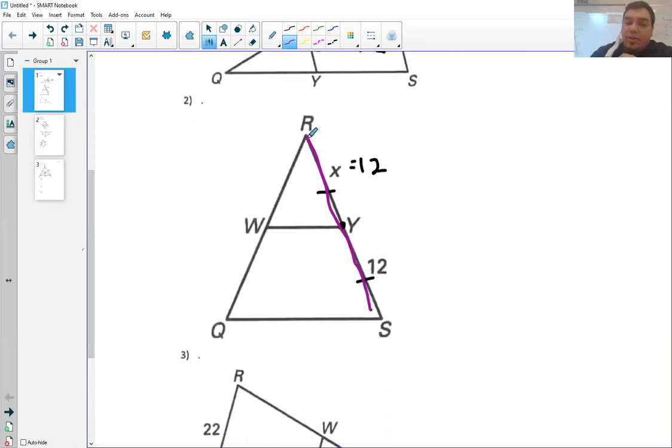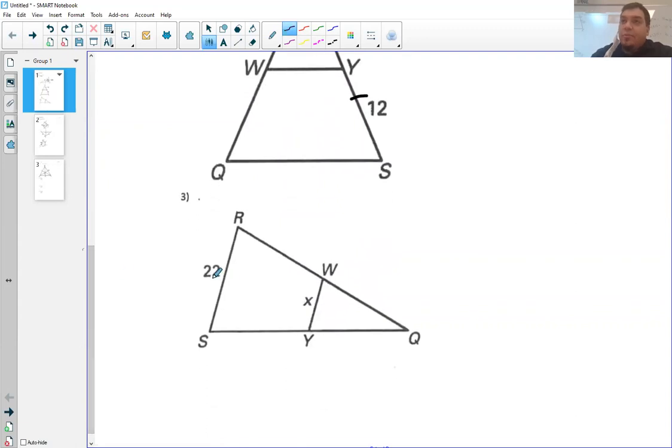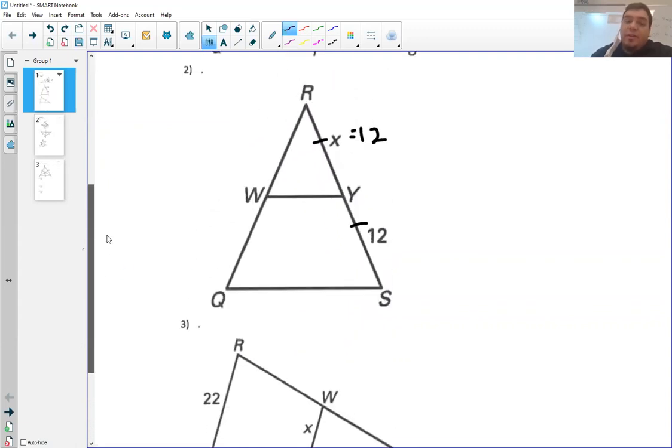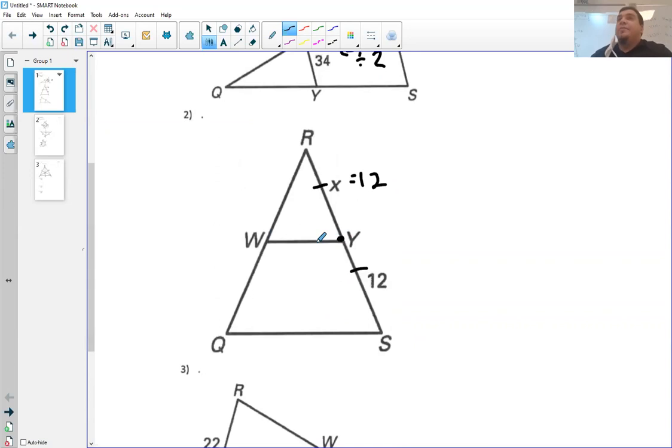From here to here, when you have one whole line getting cut into two pieces, that means the two pieces are cut in half, which means they're equal to each other. So this is 12, this is also 12. Why are they each 12? Because the Y is in the middle. And if it's in the middle, the two pieces must be equal.